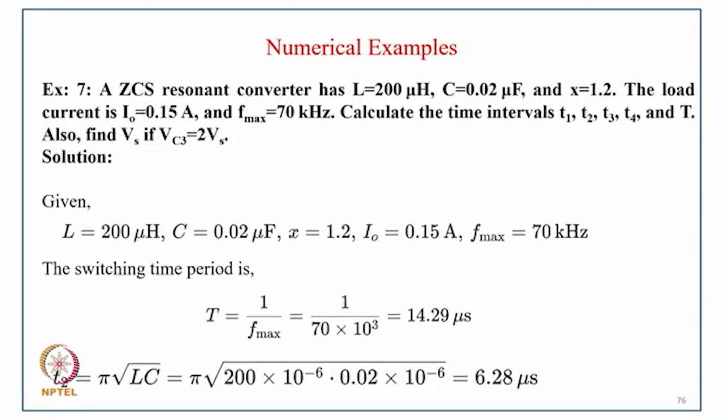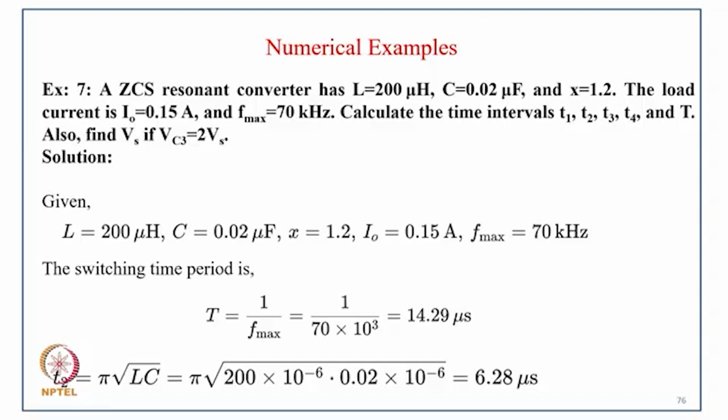So coming to example 7: a zero current switching resonant converter has L equal to 200 microhenry, C equal to 0.02 microfarad, and X equal to 1.2. The load current is I0 equal to 0.15 ampere, and F max equal to 70 kilohertz. Calculate the time intervals T1, T2, T3, T4, and T, and also find Vs if VC3 equal to Vs.